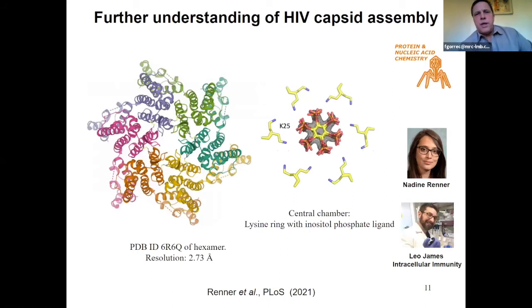And to illustrate this, we'll show a couple of projects which have been very recently published. This one was published, I think, a couple of weeks ago. It's work from Nadine Renner in the group of Leo James. It's a very interesting project, which I invite you to read. Basically, they show that the HIV capsid assembly is based on a lysine ring around an inositol phosphate ligand. I won't tell you more because it's not my project, but I'm just inviting you to read this study.